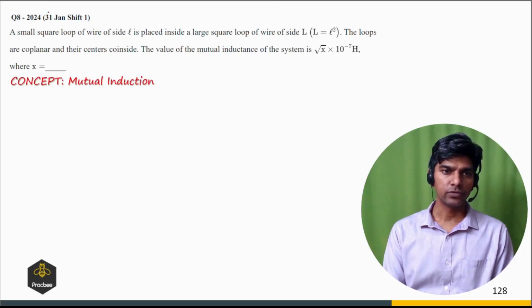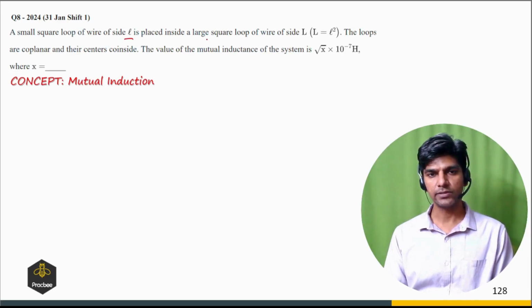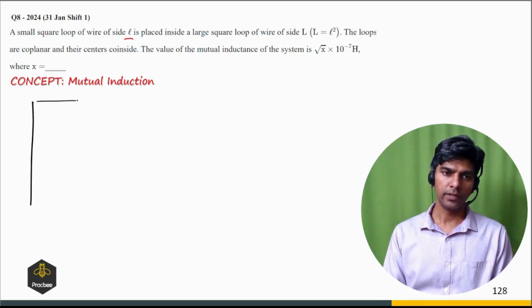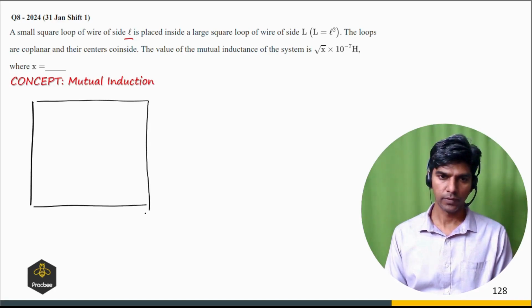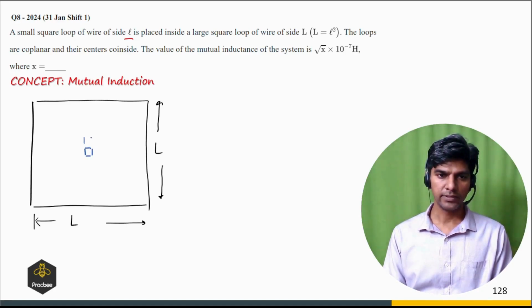Right, so let us see the next question. A small square loop of wire of side l is placed inside a large square loop of wire of side capital L. So here we have a large square loop and the side is given as L, and there is a small square loop which is placed at the center and its side is given as small l.